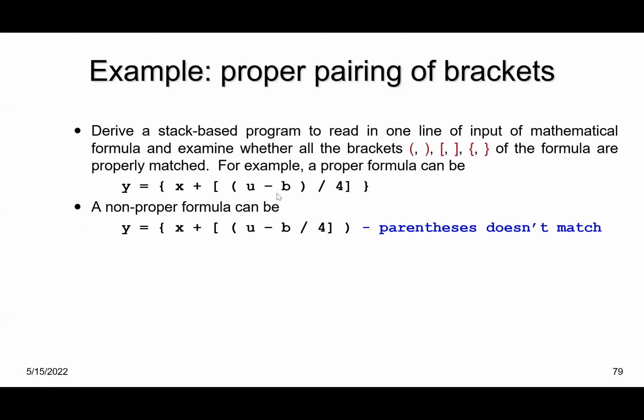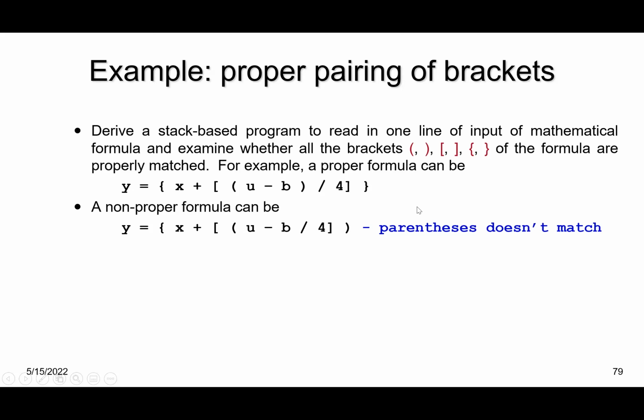Okay, and also a proper formula can be this one, right? This one, the first expression, you can see that everything match. This is proper. Not proper formula will be, first is parenthesis doesn't match. Like this one, u minus b, this part here, you can see that here you have a round one, but the closing one is a bracket one. It doesn't match. Like this one is a bracket, then the closing is the round one. It also doesn't match, right?